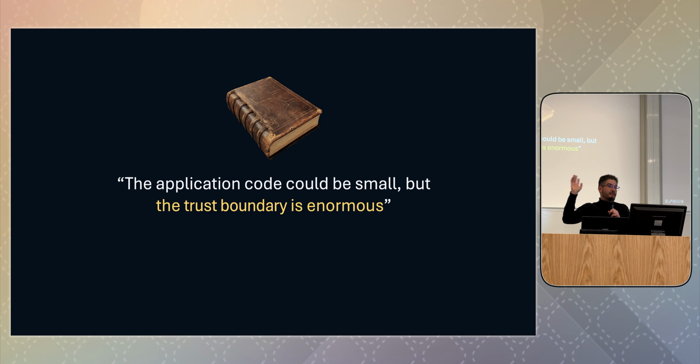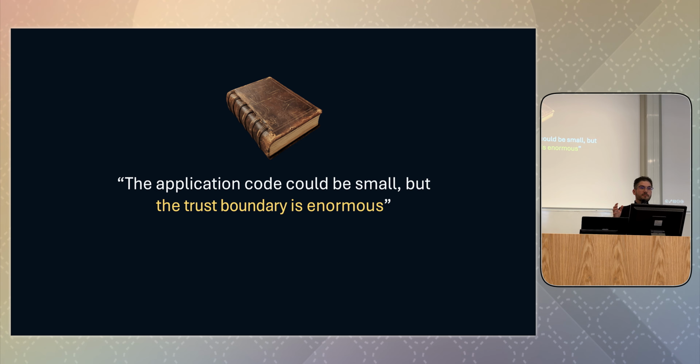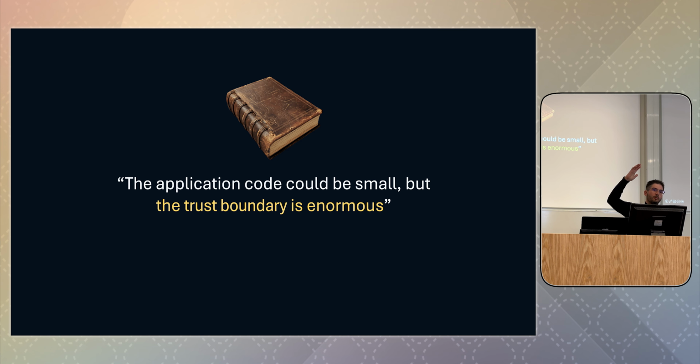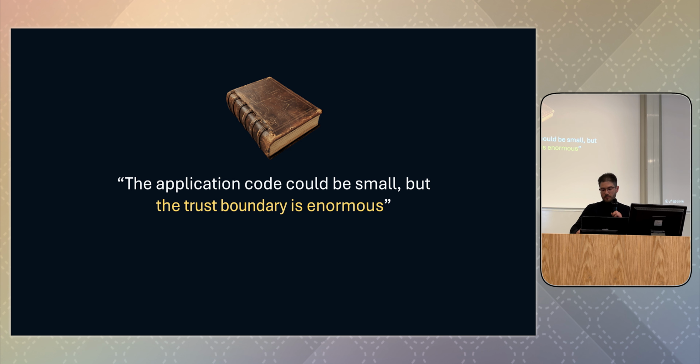But still, the same thing remains. The application code could be small, whatever. But the trust boundary is enormous. As we know, there are so many layers, and this is just another layer of abstraction that we are putting with all these agentic frameworks. And the thing that matters in the end is accountability.